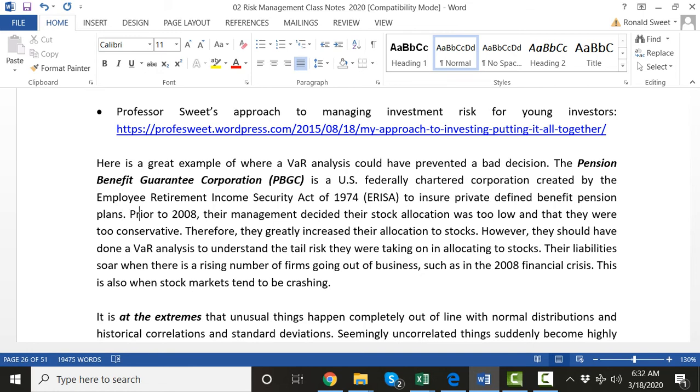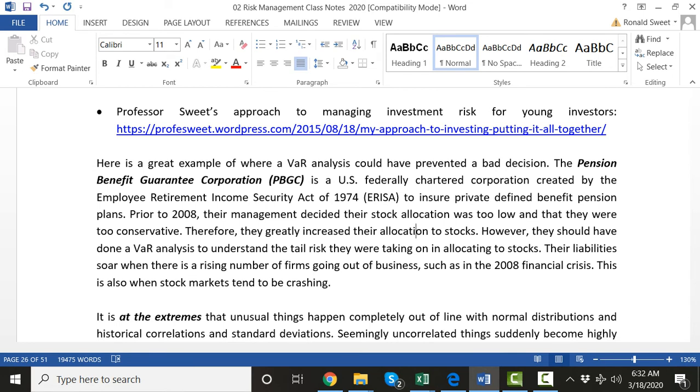Prior to 2008, the management of the PBGC said, hey, we should have more in stocks. Our return's too low. We have all this money sitting here. These pension plans pay us a fee. We have this money sitting here to bail out pension plans. We should be invested in stocks. And so they greatly increased their allocations to stocks.